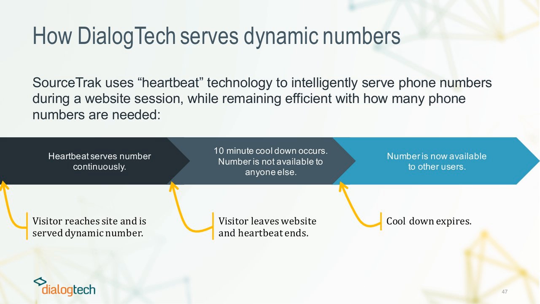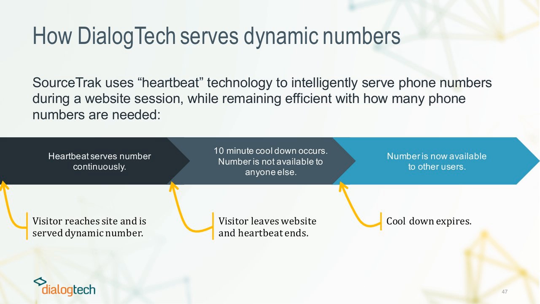The diagram here takes you through that process. So somebody lands on your website, JavaScript fires, and the phone number inserts. We've cookied them with that phone number. That's their phone number. But we only want to serve that phone number for as long as they're on the website. So we're continually getting that heartbeat back from the browser. We know they're still on your website, and we know we should still hold that phone number for them. Once they leave the website, the heartbeat ends. The heartbeat dies. We no longer know that they're on your website.